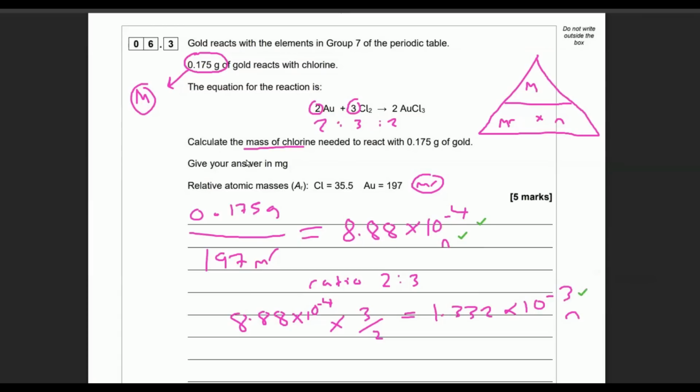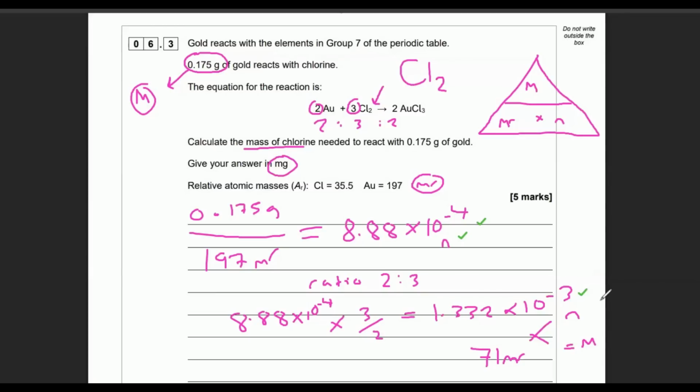Now, what do I need to do next? It wants the mass, and it wants it in milligrams. So I'm going to take this n, and I'm going to put that up there. What have I got to do to find m? I've got to times it by the Mr. Guess what, peeps? We've got the Mr right there. But don't forget, chlorine is diatomic. It has this 2. That means diatomic. So I need to double that to 71. So I'm going to do the Mr of chlorine, which is 71. That's the Mr. I'm going to times it by the moles, and that is going to give me my mass of chlorine. Let's go ahead and do it.